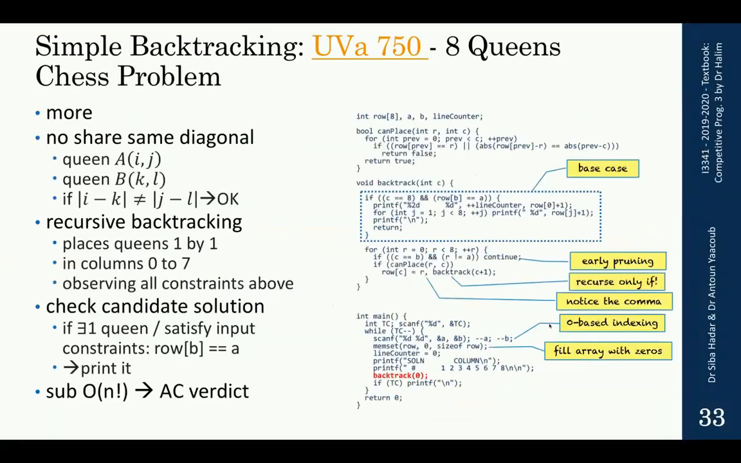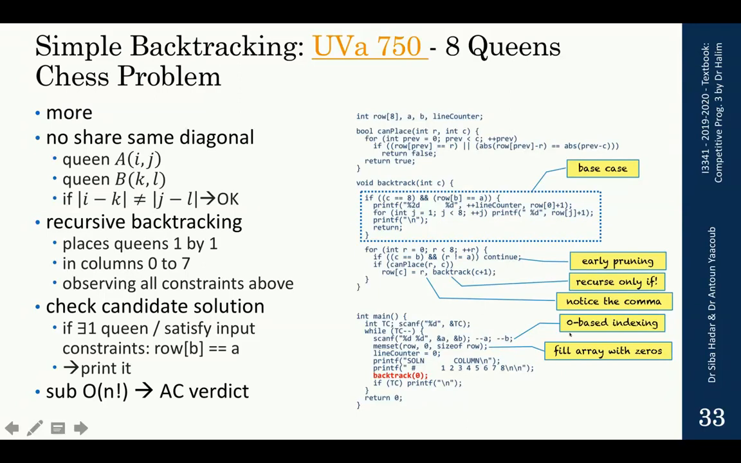And then we will continue. If I can place it, I place it. I put row of C equal R, and then in the same if, I make a recursive call to backtrack the next column. When this finishes, I will reach a base case, and after this base case, I will redo the same thing for the next row. So for the same queen, I can have multiple solutions.